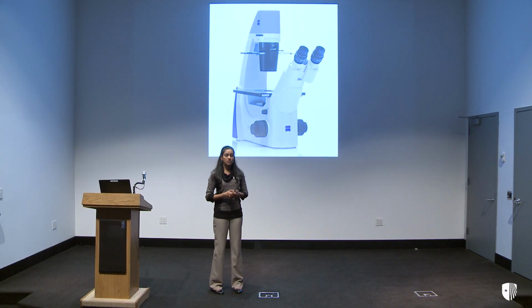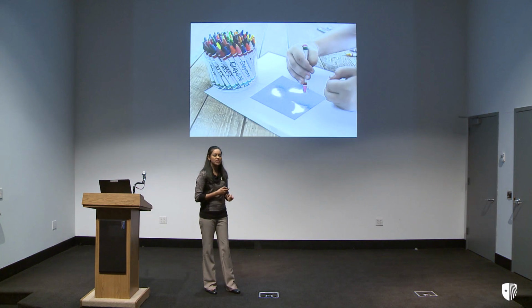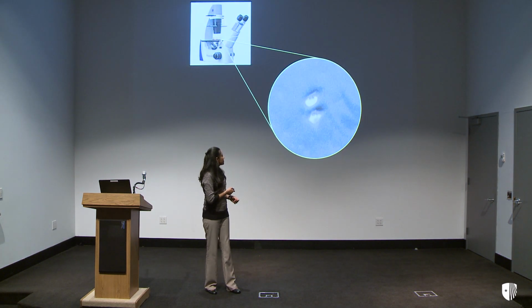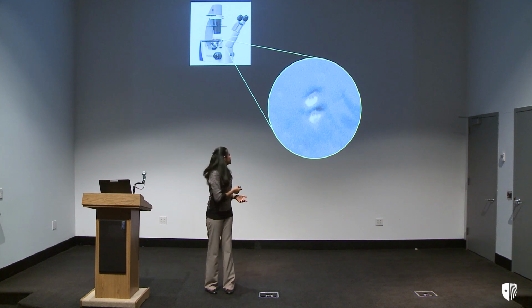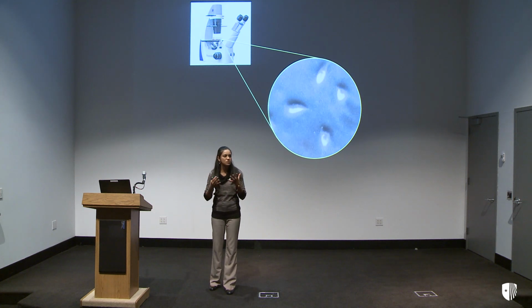Now, microscopes are a very useful tool in science and medicine. Why? Because they help us to visualize cell behavior. And that's important, because we need to understand how these diseases work. For that, we need to visualize these cells.